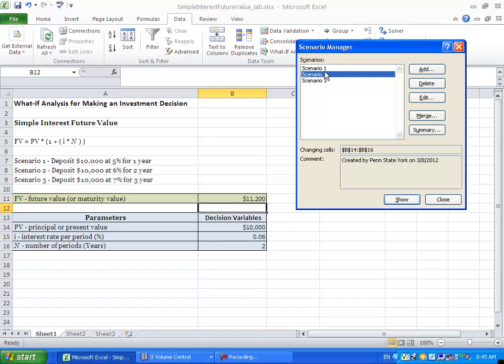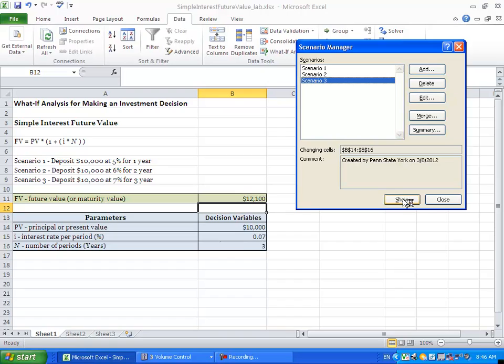Looks good. And finally, scenario three. Show me the results. $10,000, 7% for 3 years is going to give me a future value of my money in the bank of $12,100. Great. The model really looks good. But we can even make it look better.